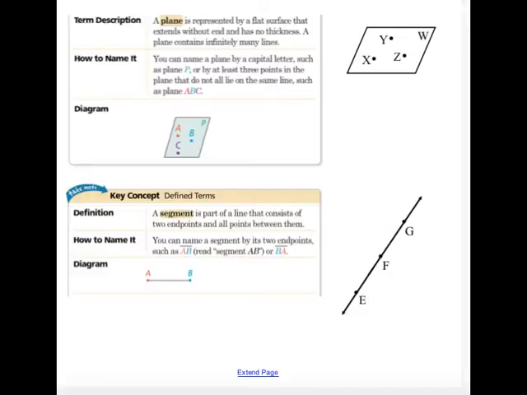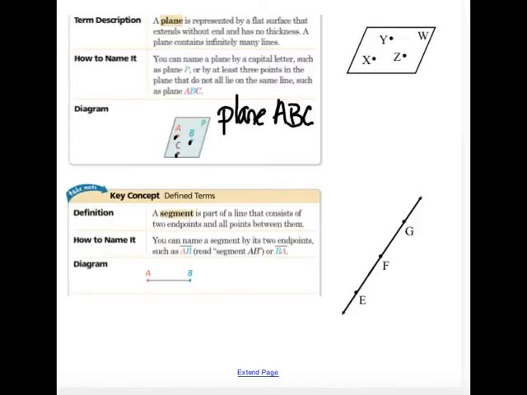Doesn't have any depth to it or anything. And a plane contains infinitely many lines. So when we talk about naming planes, we need to name planes by at least 3 points in the plane, and they can't lie on the same line. So you notice in this plane, I have points A, B, and C. I know they're not all on the same line, so I can call this plane ABC.